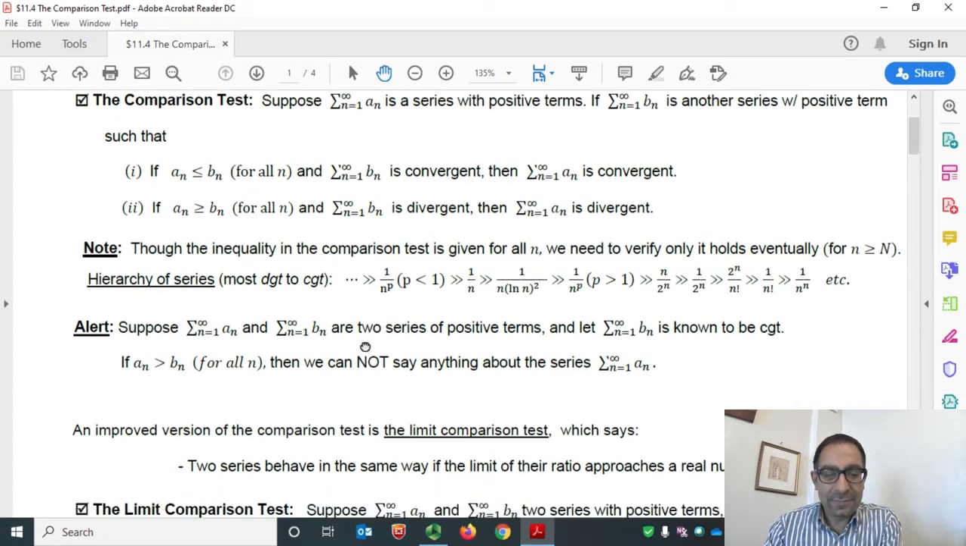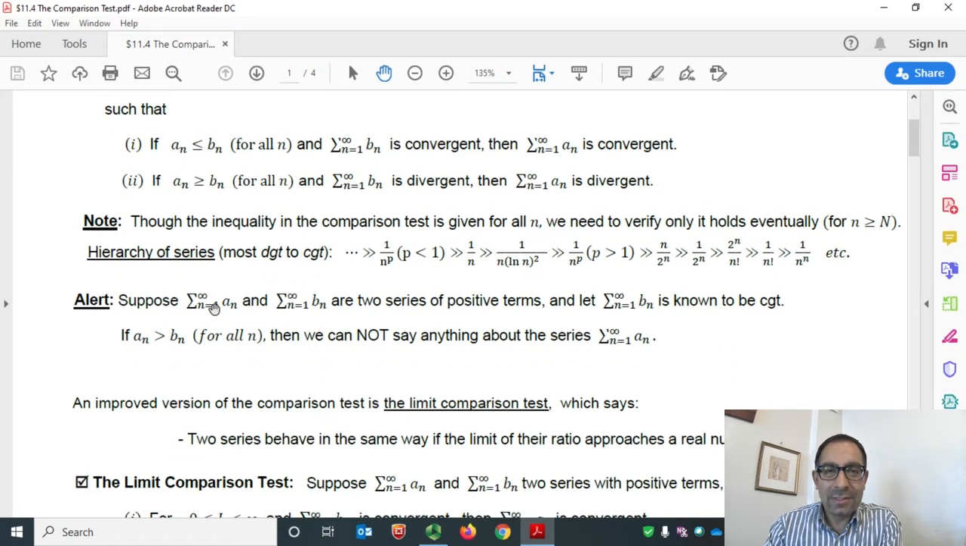Alert! Suppose series An and series Bn are two series of positive terms and Bn is known to be convergent. If An is greater than Bn for all n, then we cannot say anything about the series An. So that means if the smaller series converges, then we cannot say anything about the bigger series.